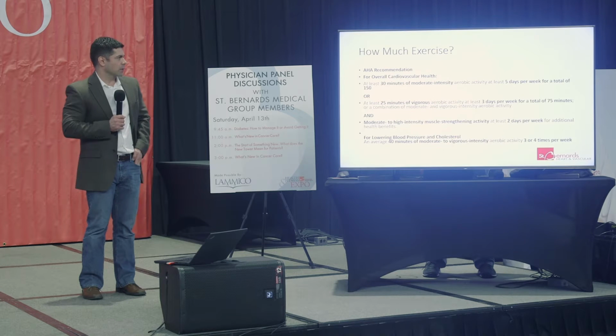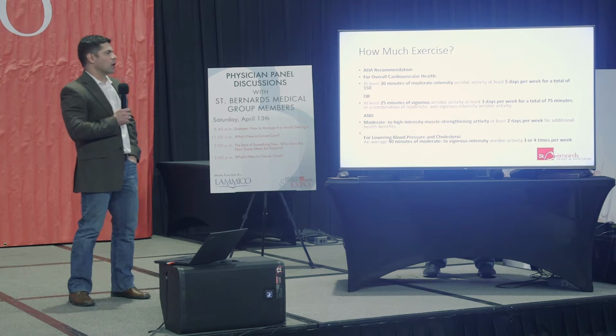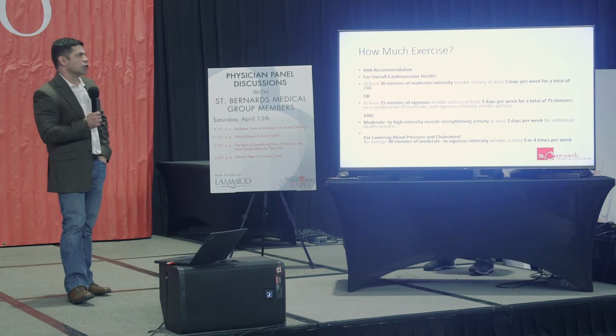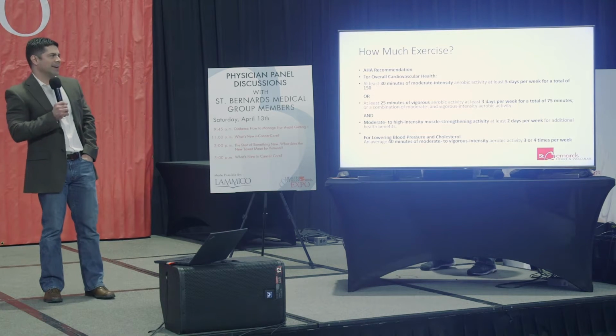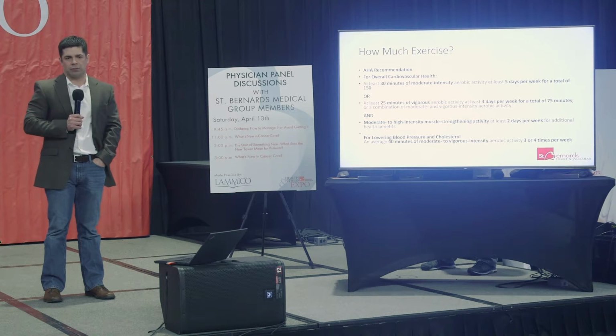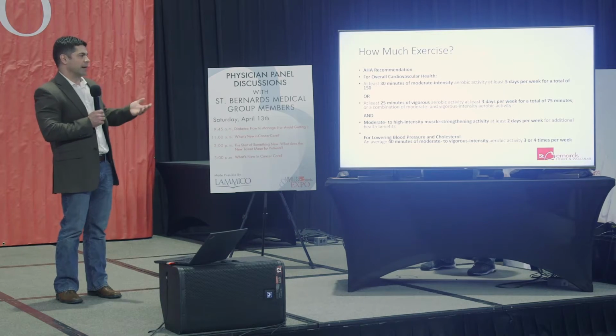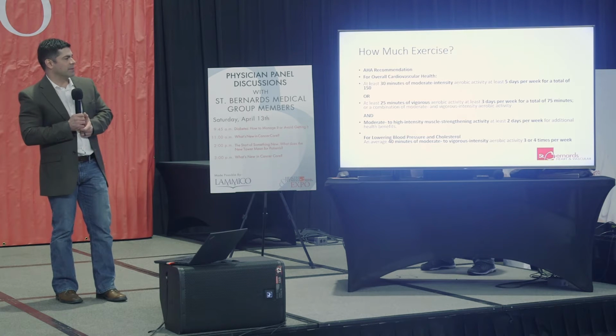Okay. How much exercise? What's recommended? The American Heart Association says at least 30 minutes of moderate intensity exercise 5 days a week. Very few people do this because it takes time and effort, which is why we have the problem that we have. But that's how much exercise you should be doing. 25 minutes of vigorous aerobic activity 3 days a week. Moderate to high intensity muscle strengthening activity 2 days a week.